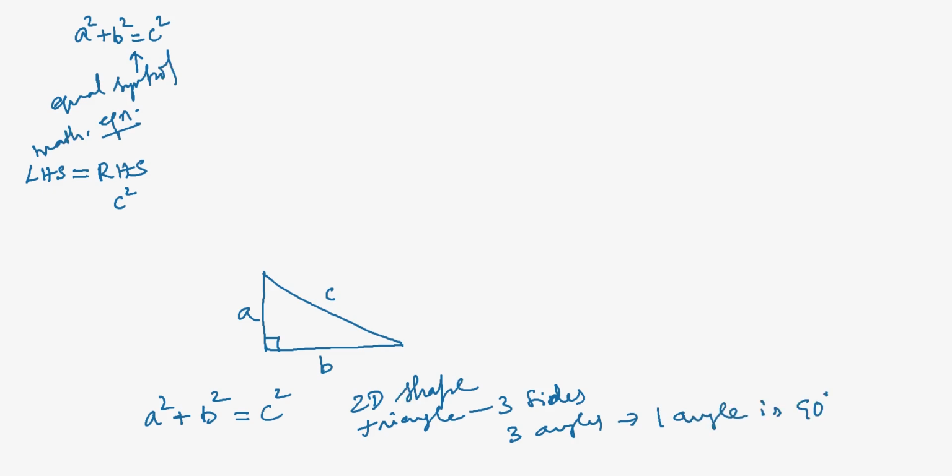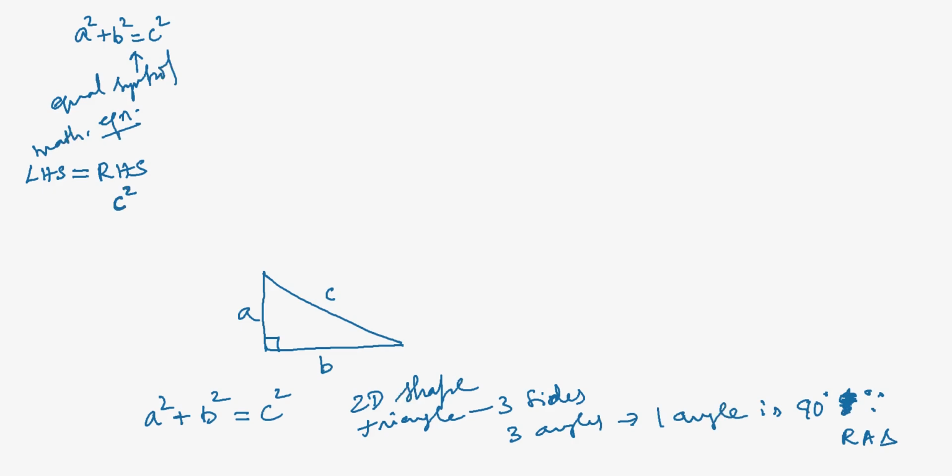90 degree, that is because it is a right angle triangle, right? I use the mathematical symbol since it is a right angled triangle. So now tell me, what is the meaning of the Pythagoras theorem?